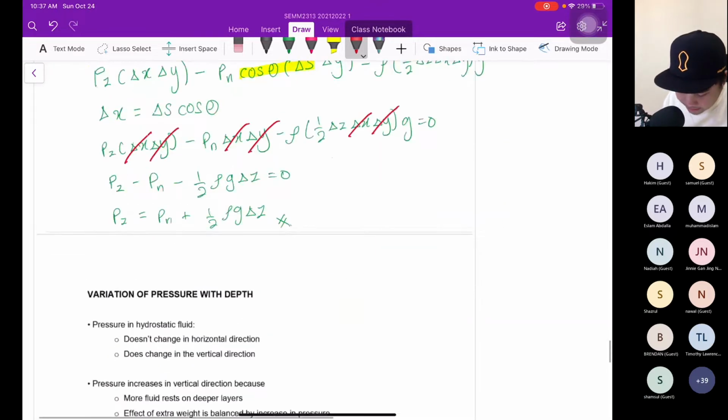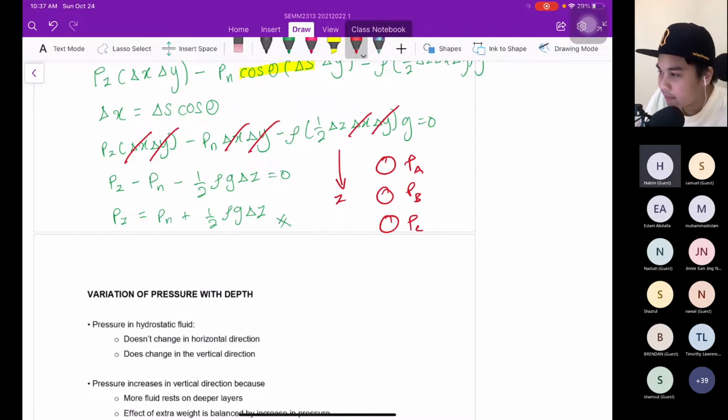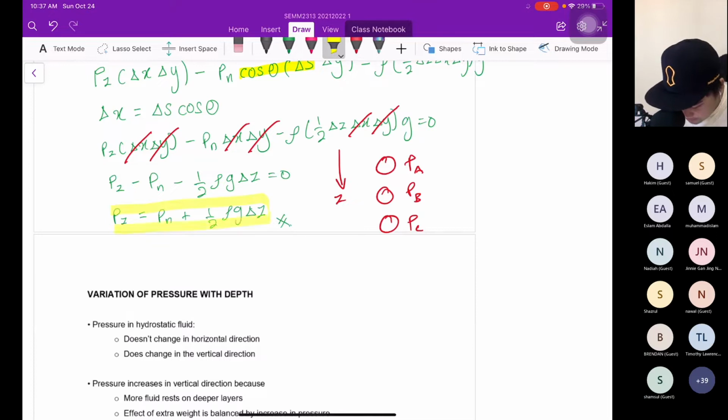How about the pressure in the vertical direction? For example, this is our direction, Z. This pressure, and this pressure. What do you think of this pressure at A? What do you think of this pressure at B? Is it the same or different? Different. Pardon? Different. Why different? Prove it. How different? Prove with equation. Remember we have discovered before our equation? What's our equation?